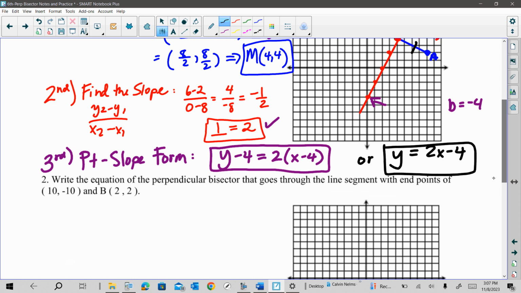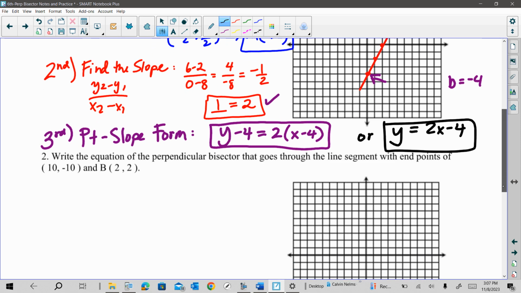It says, write the equation of the perpendicular bisector. It doesn't specify how the equation has to be written. So as long as you get to a point slope form, you're good.